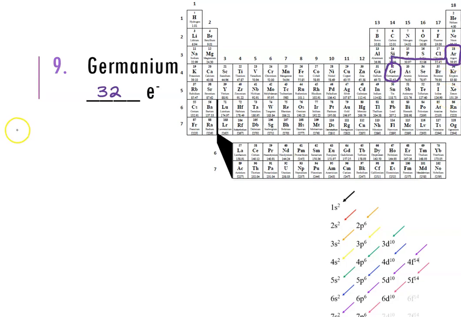All right, so we start with argon. So we will put that in brackets here. And then argon already has 18 electrons.